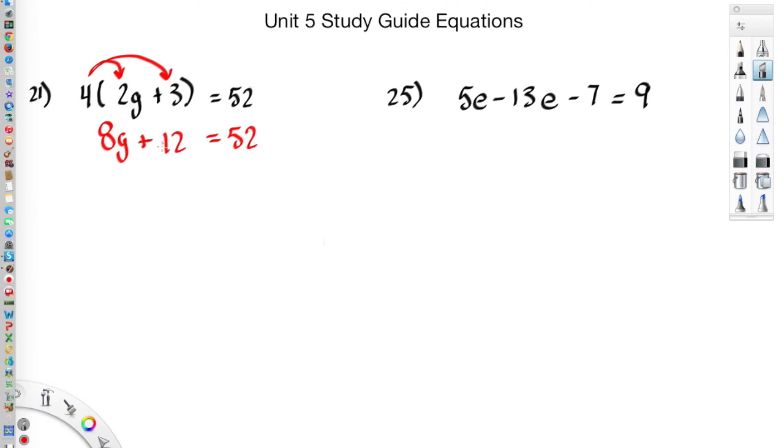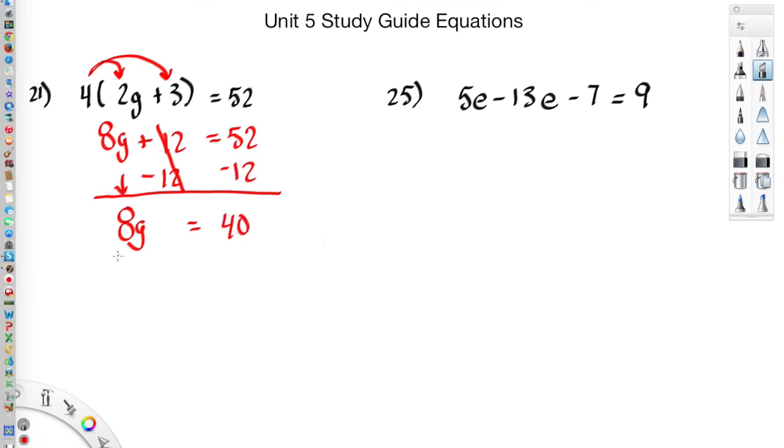The first step is to remove whatever's being added or subtracted, and I have a plus 12. The inverse of that is minus 12. And what I do to one side of the equation, I must do to the other to keep it balanced. That cancels out the 12s. I bring down my 8g, which is equal to 52 minus 12, which is 40.